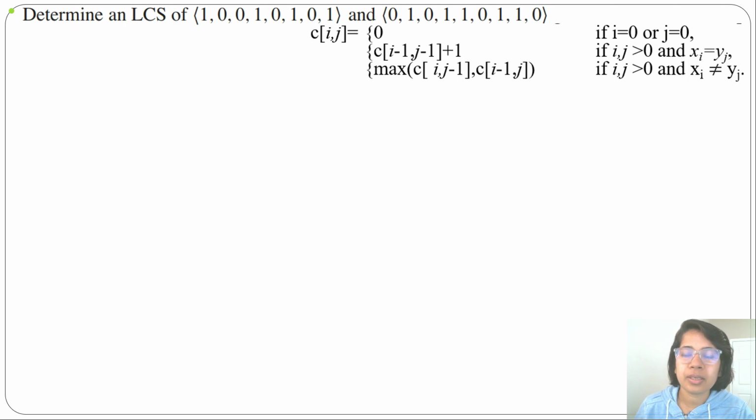Hi, let's discuss another example of LCS. In the previous lecture, I already discussed how to find LCS length and how to find LCS. Two strings are given, we need to find LCS.